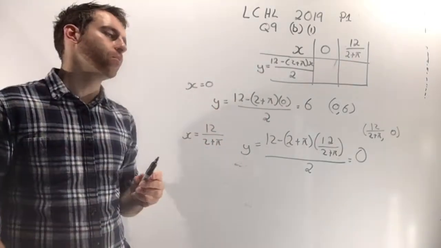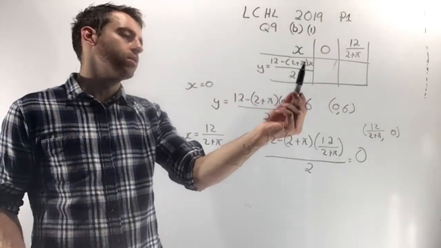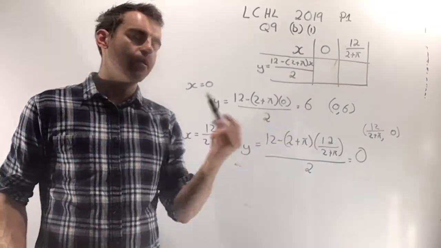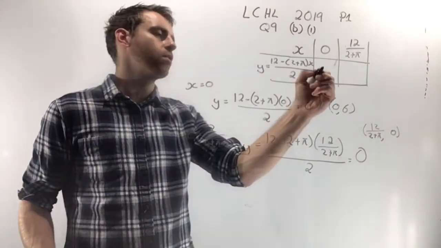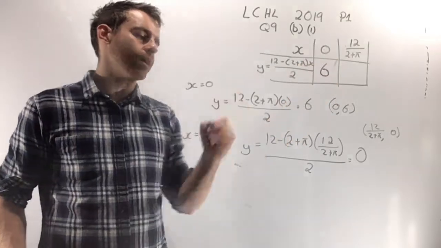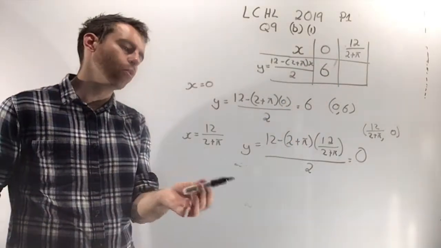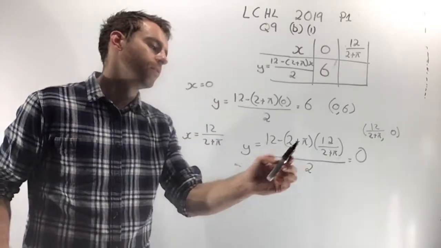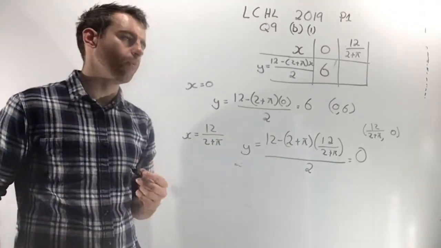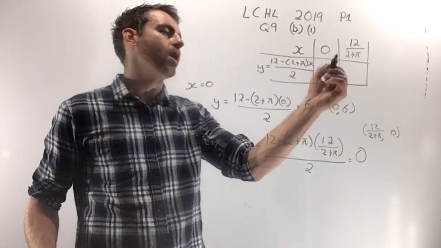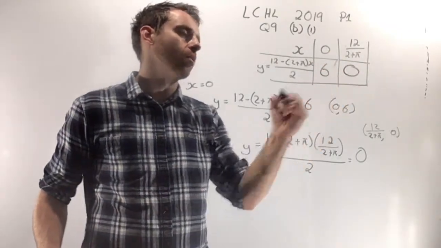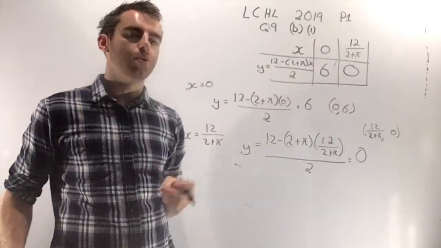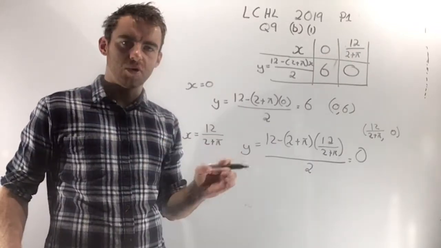If I sub in x equals 0 into my y, just instead of an x I sub in a 0, my value ends up as 6, which means my first coordinate is 0, 6. And in the second one, instead of an x we subbed in 12 over 2 plus pi, and if you sub that in it actually works out as 0. So my second coordinate is 12 over 2 plus pi, 0. And now we're going to use these two coordinates to complete B part 2 and draw a graph.